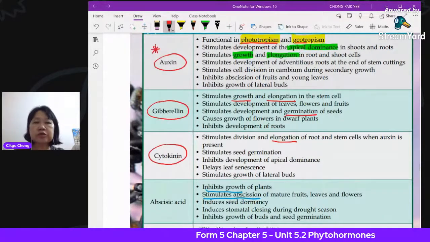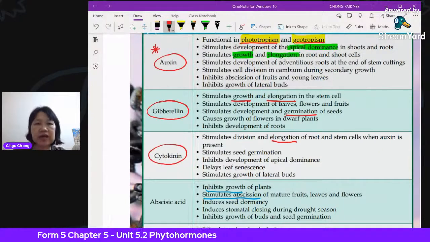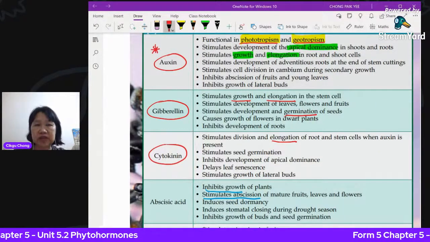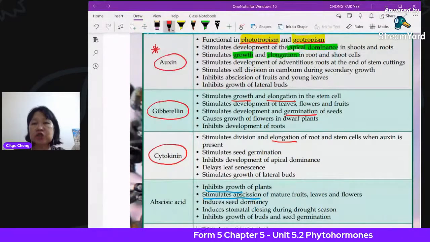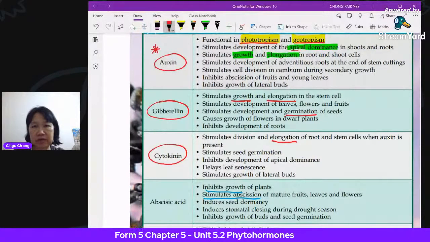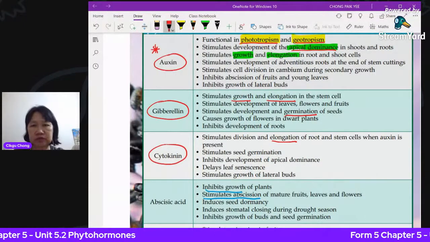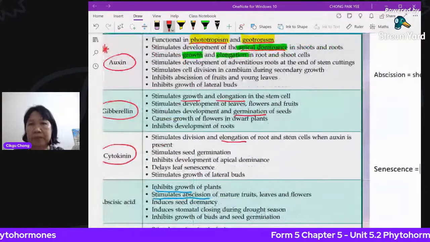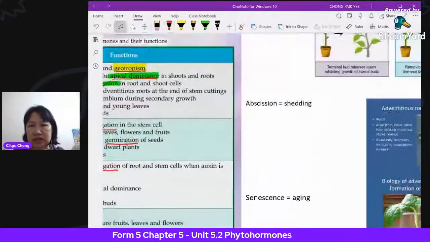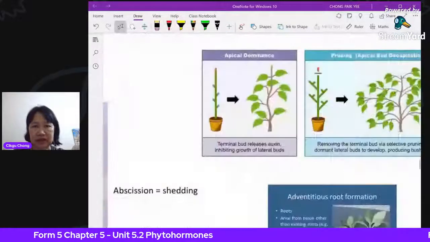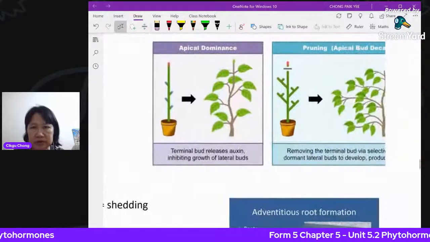So you need to know what is the function of auxin first. Okay, it stimulates. Stimulate means makes it happen. The development of the apical dominance in shoots and roots. Now, what is this word apical dominance? Okay, now what does apical mean first? I want to show you this picture to show you what is apical. Now, buds. In here, there are two types of buds. Now, some of the buds are, where are we showing you? Okay, I'm sorry, let me see which one.